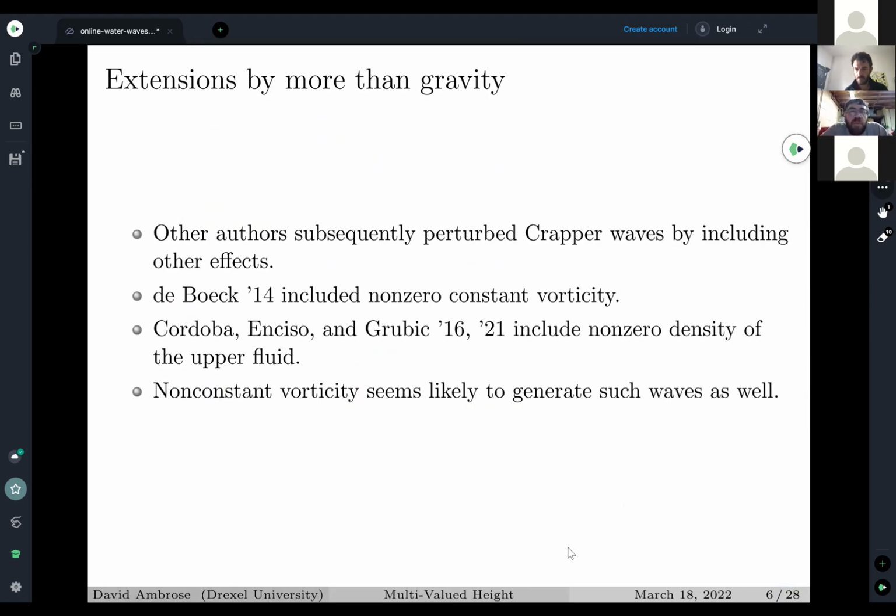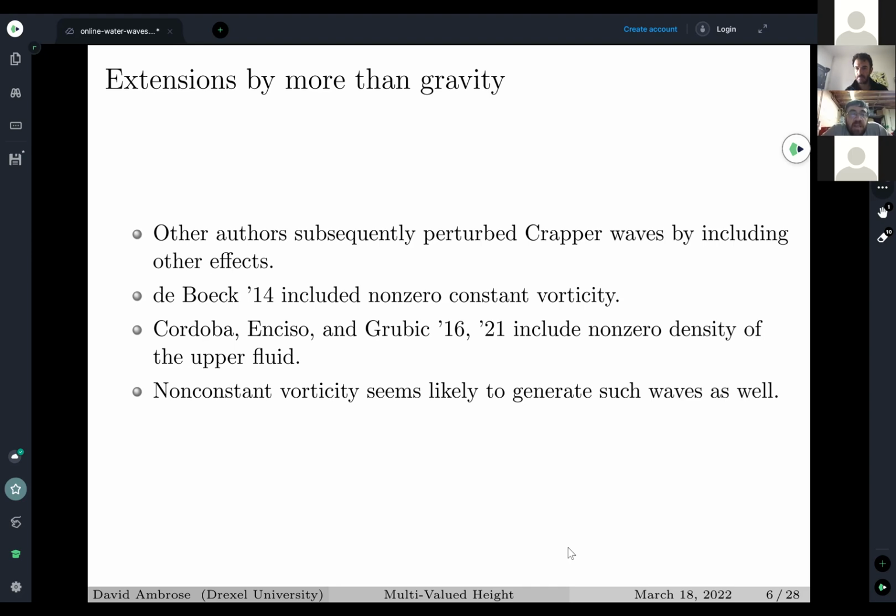Okay, so you can extend the Crapper waves by more than just gravity. Our paper on this came out about the same time as a paper by Deboek, and Deboek included non-zero constant vorticity also. Since then, Cordoba and Cizo and Grubik in a couple papers have included a non-zero density for an upper fluid.